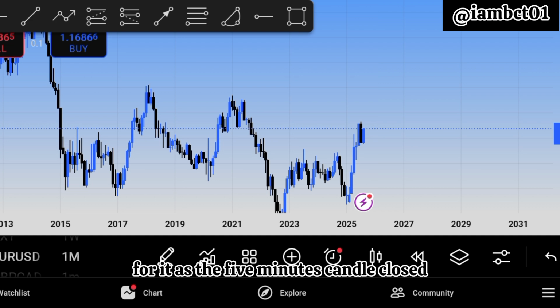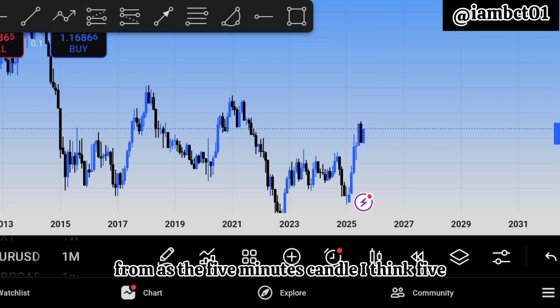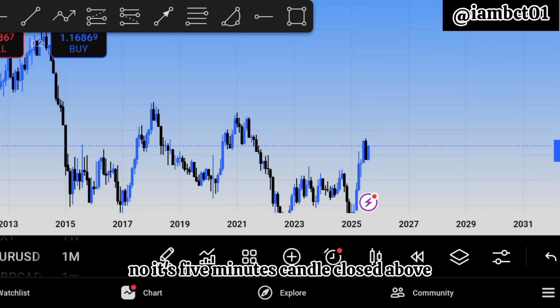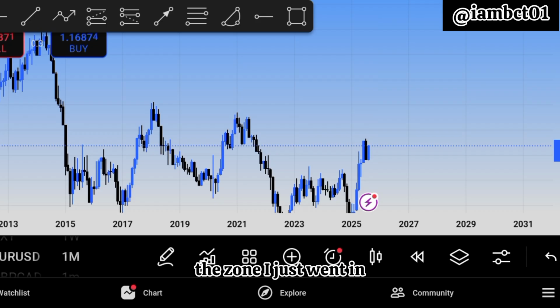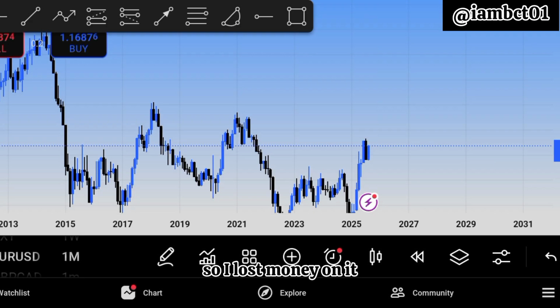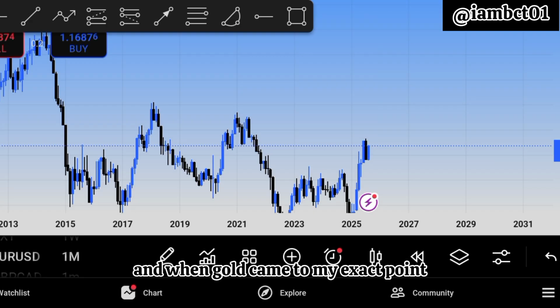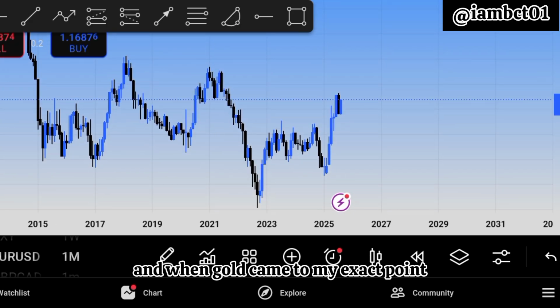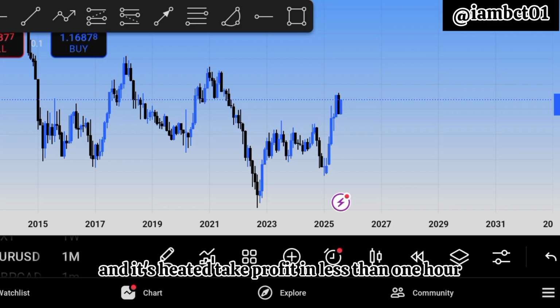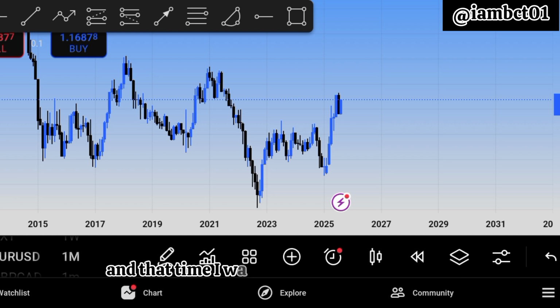As the 5 minute candle closed above the zone, I just went in and bought, and guess what, I lost money. It was a fake breakout, so I lost money on it. And when gold came to my exact point that I highlighted, it gave my entry strategy and hit take profit in less than 1 hour, and at that time I was already out of the market doing another thing.